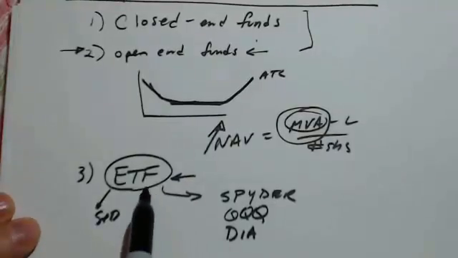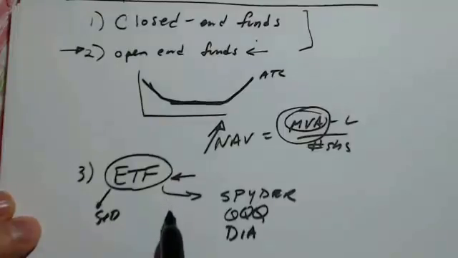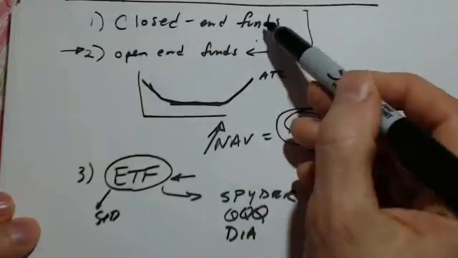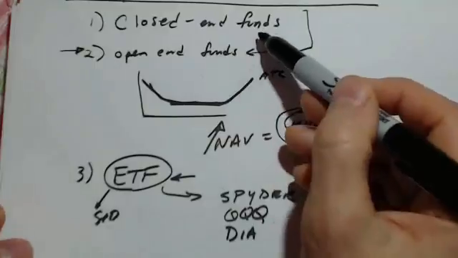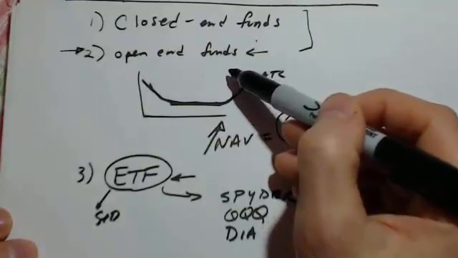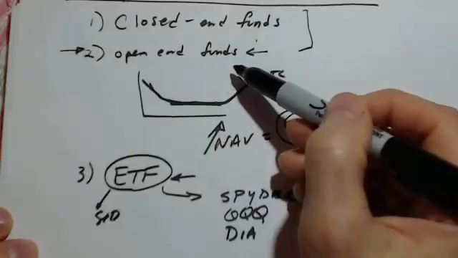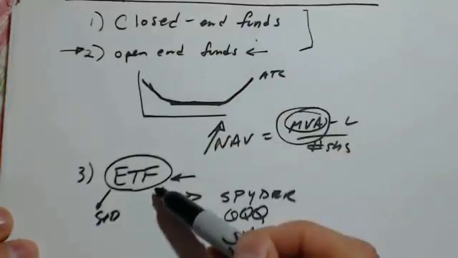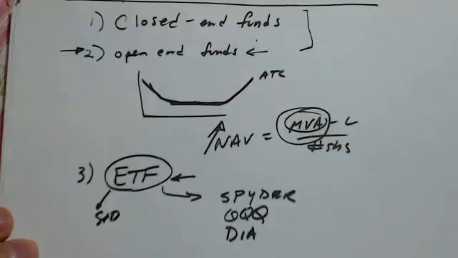ETFs are extremely valuable because you get to buy in one click. You can buy 500 shares of the S&P 500, and you can buy them at any time of the day. And not only that, but you can short them. You can trade them on margin. You can't short a closed-end fund or an open-ended fund, so they're not very flexible. Exchange-traded funds are very flexible in that way.